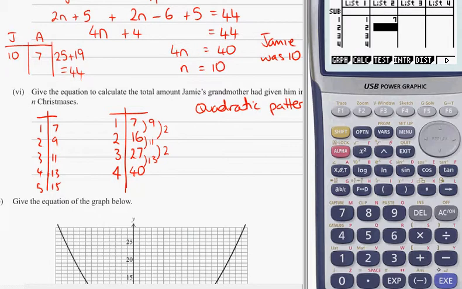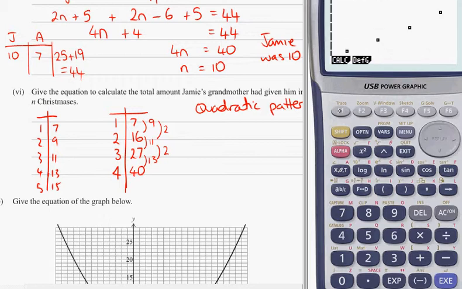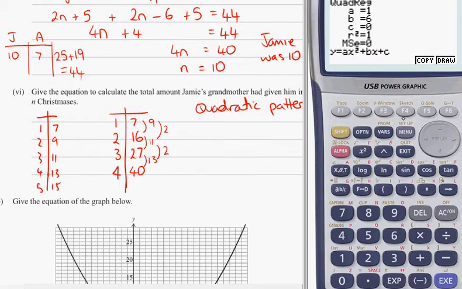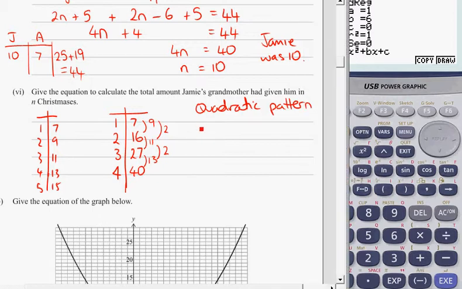7, 16, 27, 40. Right, hovering over F1. Now we need to make a decision. It's quadratic, which means we choose x squared. And across the bottom of the screen, of course, is the general form, so we start with that.